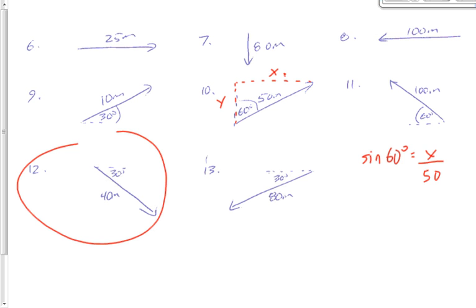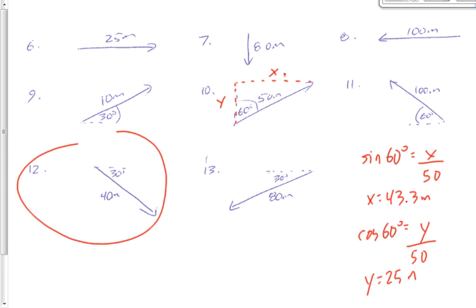That's going to give me 43.3 meters. Now, for the y component, obviously, we're looking for the adjacent side. That's going to be the cosine function. Cosine 60 degrees is equal to y, or adjacent over hypotenuse, and y is going to end up being equal to 25 meters. Good?